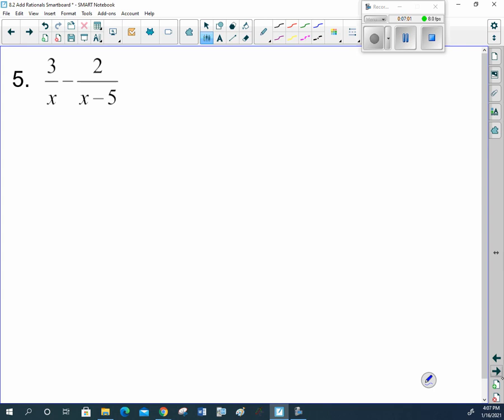Okay, so this one right here, first of all, I notice this negative sign, so I'm going to distribute it there. And then I'm going to look at my factors. Now, the one thing that we have to understand is when we're getting a lowest common denominator, we can only do that by multiplication.